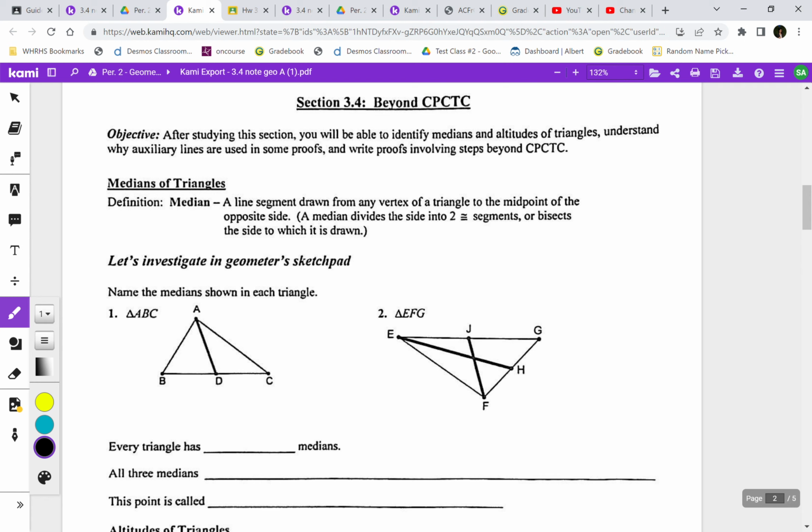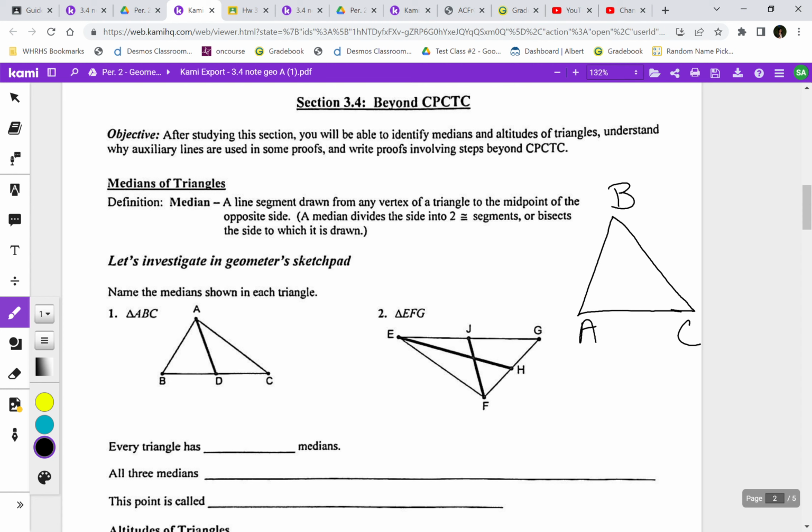Now, what a median does, it has to start at a vertex. When I say a vertex, so let's say I have triangle ABC. What do I mean when I say a vertex or vertices? What are vertices or a vertex? What is it? The points, the angles in the triangle. Good. It's the angles in the triangle, right?